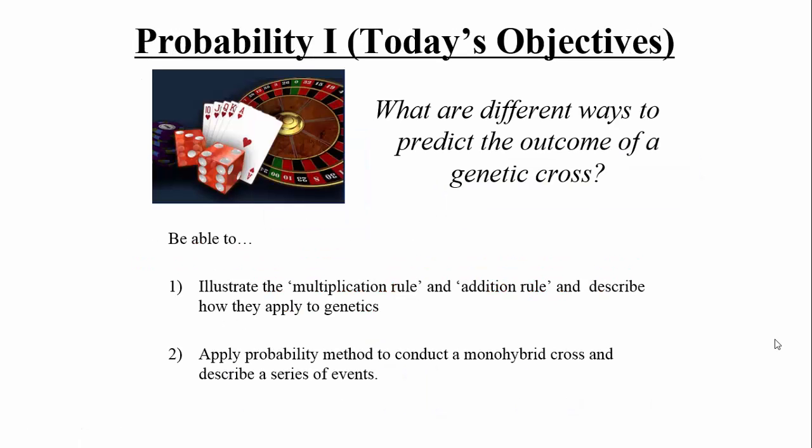So those are the rules that we wanted to go over today in this Probability 1 lecture. We looked at the multiplication rule, the addition rule, and we talked about probability method, how to conduct a monohybrid cross, and then a series of events. In our second lecture on probability, we'll talk about slightly more complicated situations where we use the multiplication rule and the addition rule in the same problem. We'll also talk about applying probability to dihybrid crosses, as well as using something called the branching method.